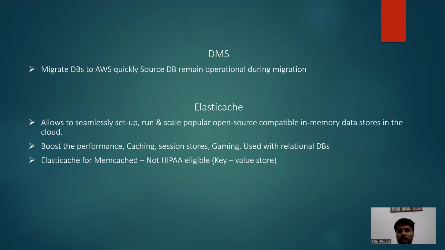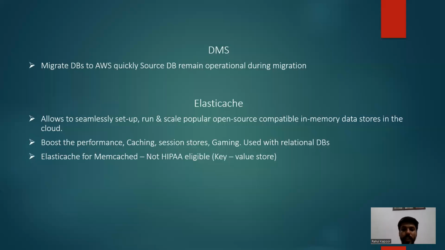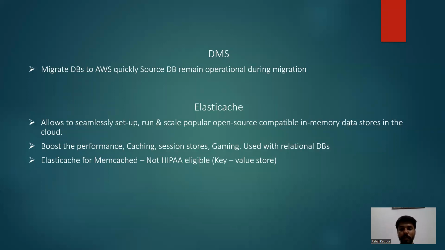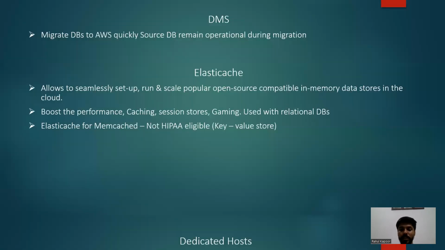Elastic cache, as the name itself has cache in it, gives you again low latency and high performing kind of architecture. It allows you to seamlessly set up, run, and scale popular open source compatible in-memory data stores in the cloud. It boosts performance, caching, session stores, gaming, and is used with relational DBs. Again, an important thing: you cannot use it with a database which has key value store like DynamoDB, right? Elastic cache for memcache is not HIPAA eligible, like we have already mentioned, right? Key value store kind of database.